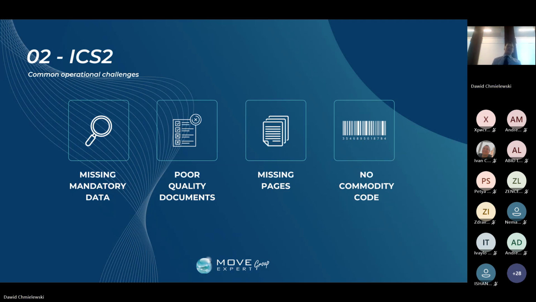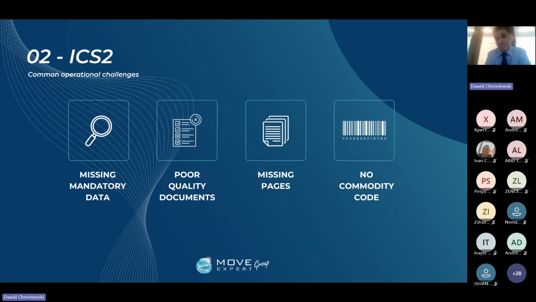And finally, missing pages. There is a rule of making ICS2 on T1. It's a rule, but it's not a requirement. We are actually happy if you provide us with an import declaration or export declaration. There is no import if there is a T1, obviously, but if you can provide us with an export declaration, that would be enough. It's clear, transparent.